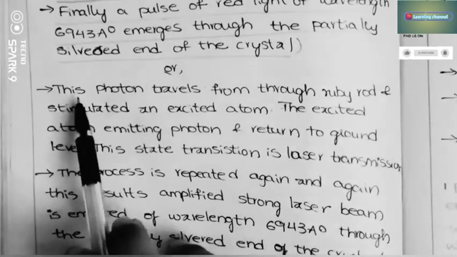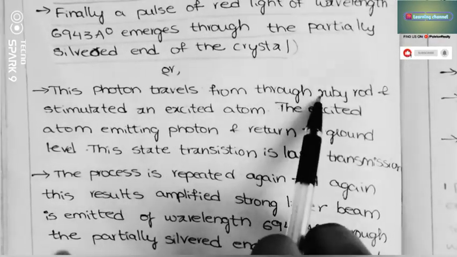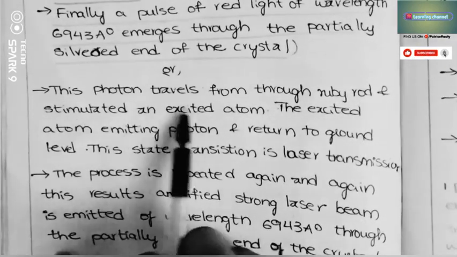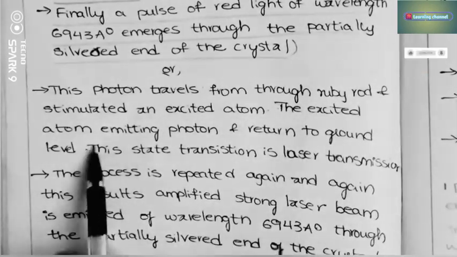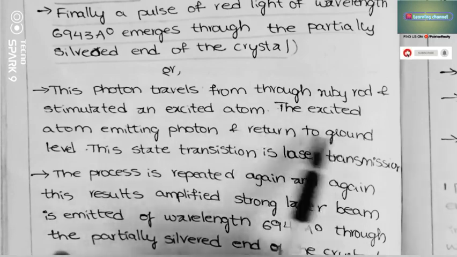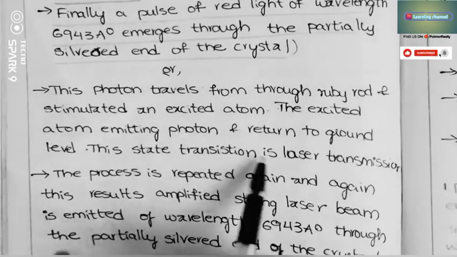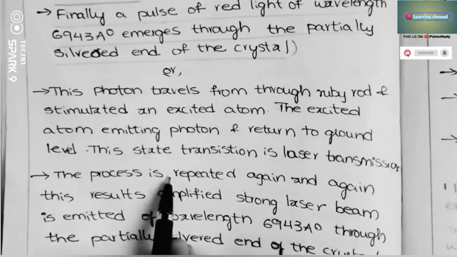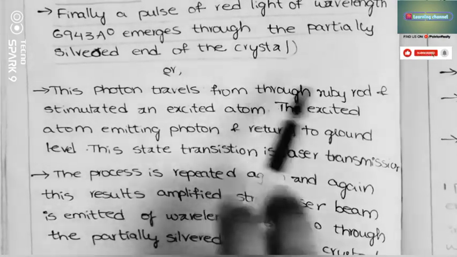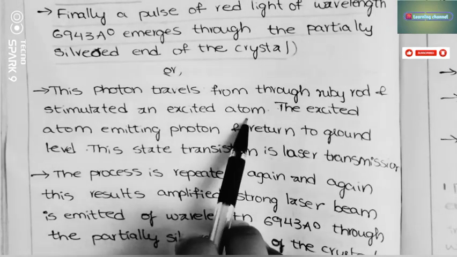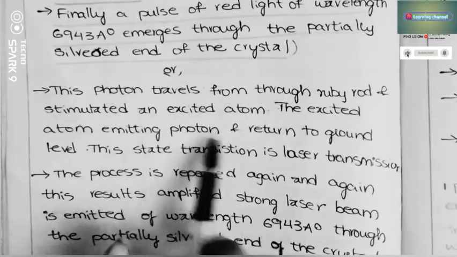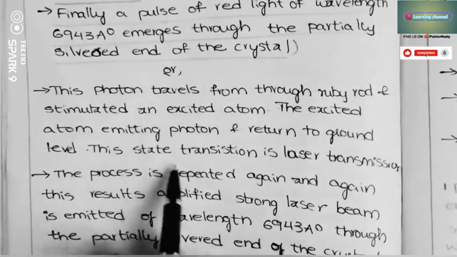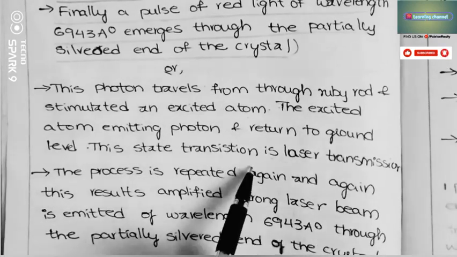So simply we can write: this photon travels through the ruby rod and stimulates an excited atom. The excited atom emits a photon and returns to the ground level. This state transition is a laser transition. So instead of writing all this, you can write simply: this photon travels through the ruby rod and stimulates an excited atom. The excited atom emits a photon and returns to the ground level. This state transition is a laser transition.